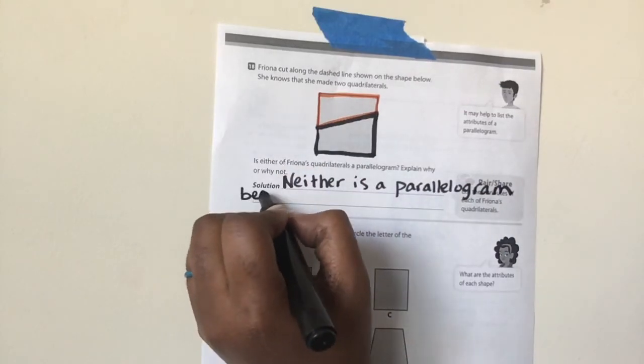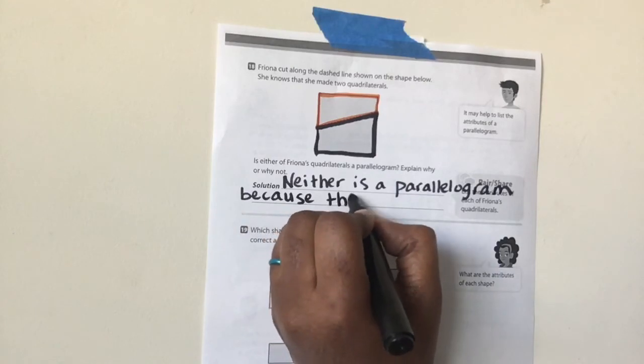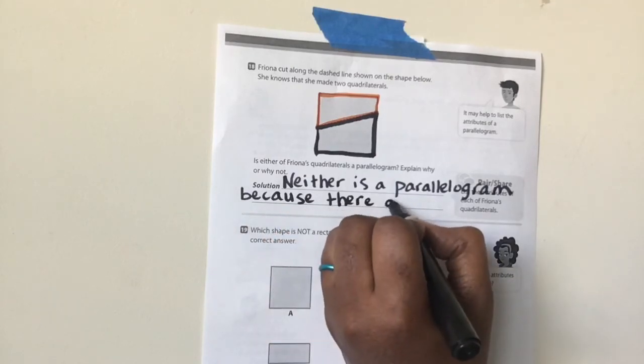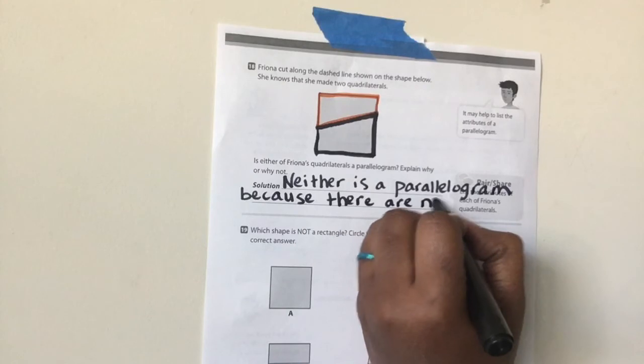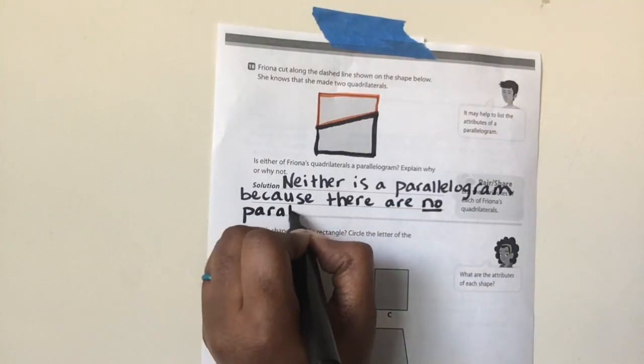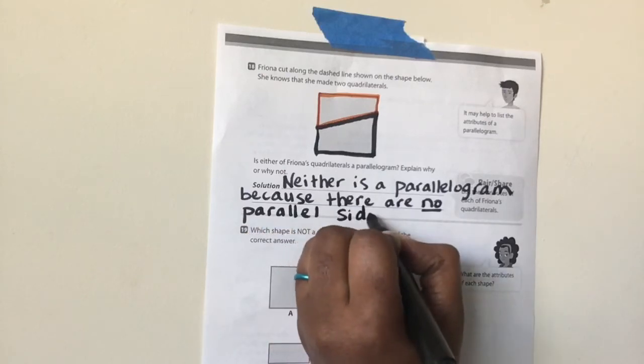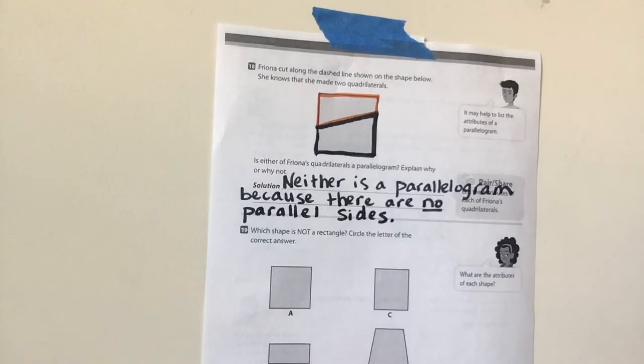Because there are no parallel sides. So if you look closely at her lines, neither one of her shapes are parallelograms because there are no parallel sides. All right, number 19 says, which shape is not a rectangle?